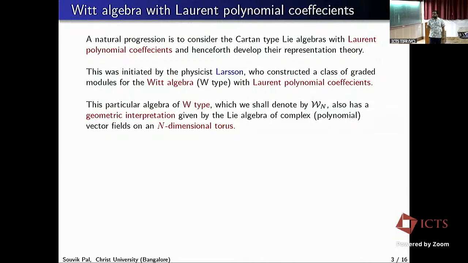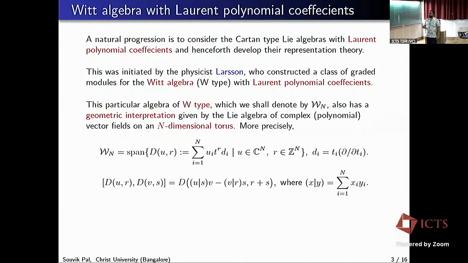Algebraically, it can be defined like this. The d_i are the degree derivations, and we use the notation u^r t^r d_i. You can think of it as a free module of rank n over the Laurent polynomial ring in n variables, with basis d_1, d_2, ..., d_n. This is the Lie bracket structure, and this is the inner product notation.